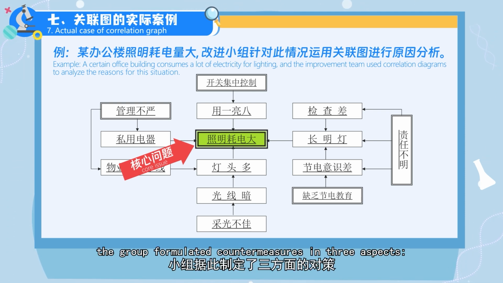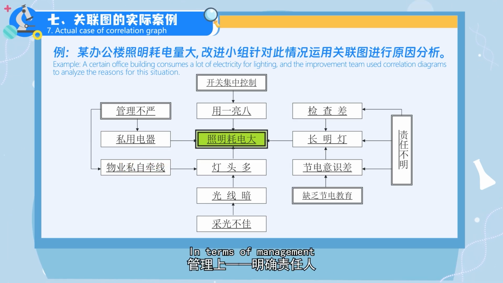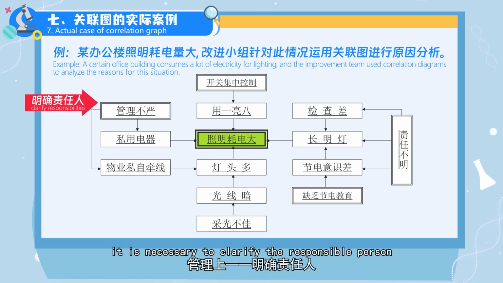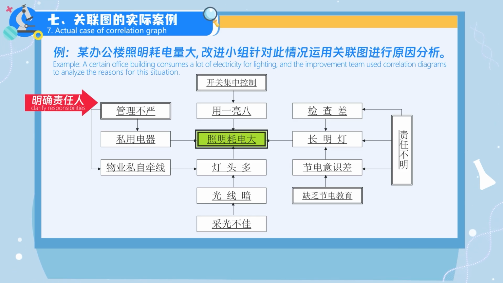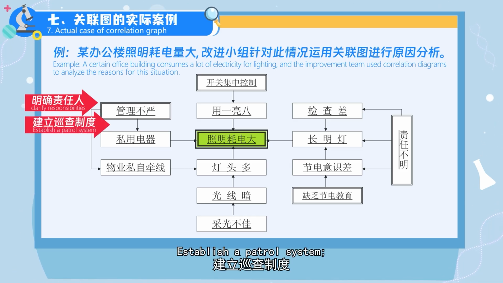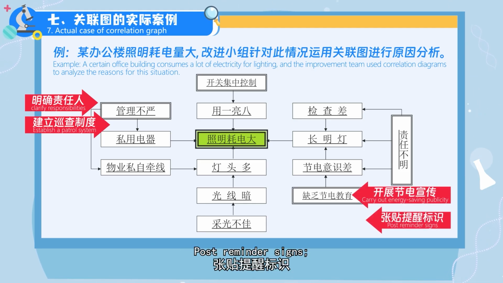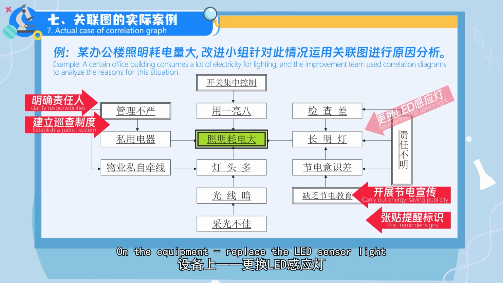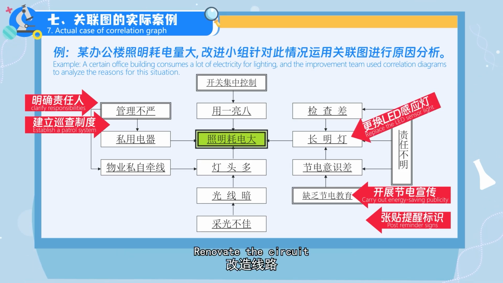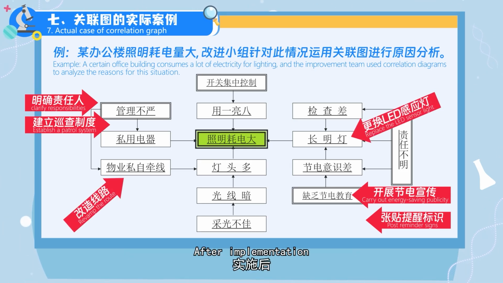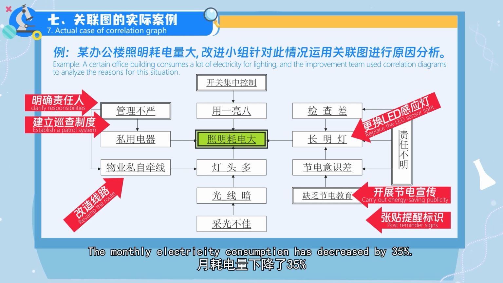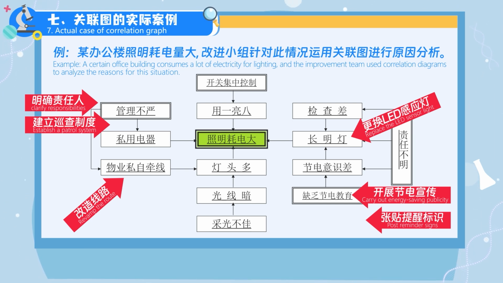Based on this, the group formulated countermeasures in 3 aspects. In terms of management, it is necessary to clarify the responsible person and establish a patrol system. In education, carry out energy-saving publicity and post reminder signs on the equipment. In equipment, replace with LED sensor lights and renovate the circuit. After implementation, the monthly electricity consumption decreased by 35%.